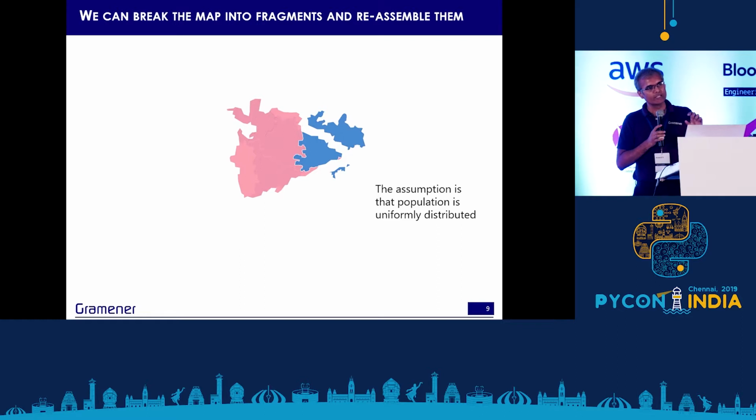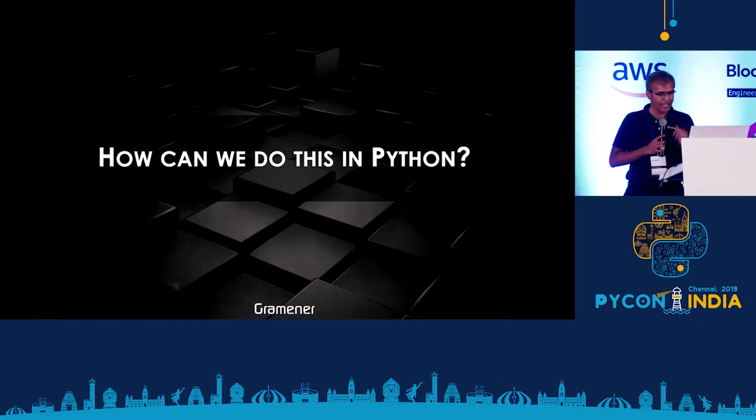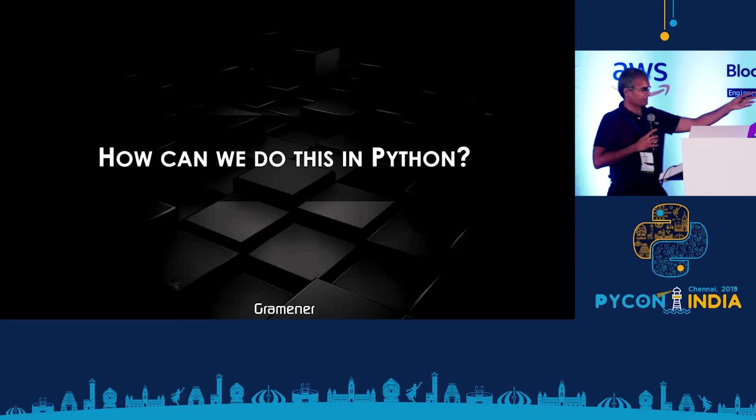Now what we can do is fragment each of these districts and constituencies by overlaying them and creating an intersection out of those and reassembling those. And this is a process that I call reshaping the map. How much of this can we do in Python?